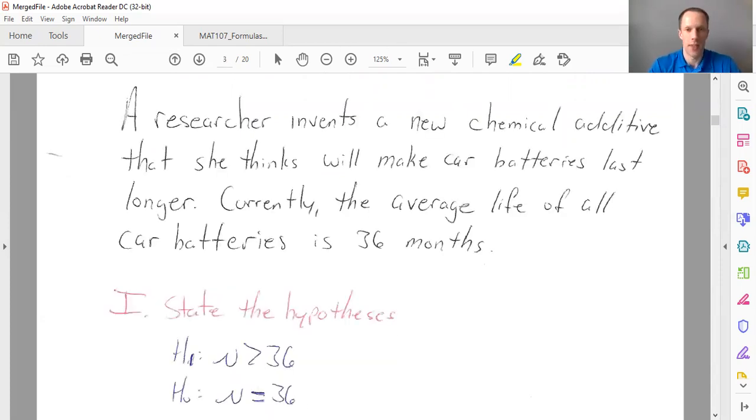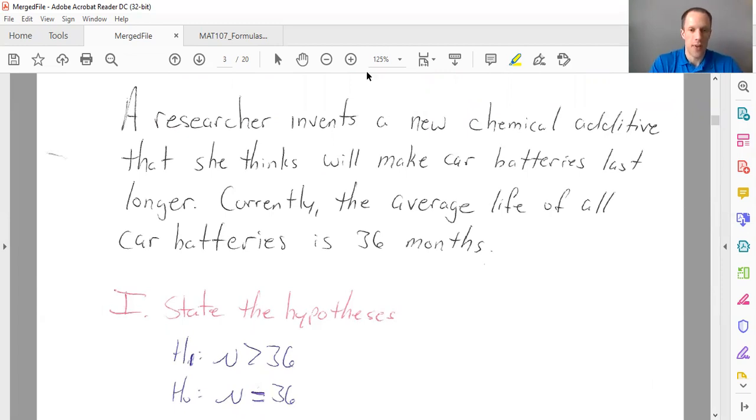Okay, let me just go straight to an example, and I'll show you how you would put a hypothesis to the test using what's known as the traditional method. So it says a researcher invents a new chemical additive that she thinks will make car batteries last longer. Currently, the average life of all car batteries is 36 months.